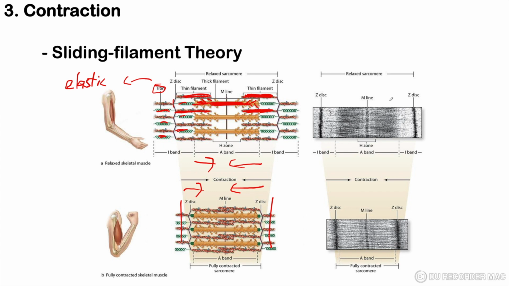Kaya ayan. Kung titingnan nyo din, dito sa case natin, nawawala yung H zone, yung lighter band here, during full contraction. Kasi nga, nag-slide pass together. Nag-slide pass yung mga thin actin filament dun sa myosin thick filament na nandyan. So, therefore, parang nawala si H zone mo. So, ganito yung magiging mga question nyo dyan sa exam, no?